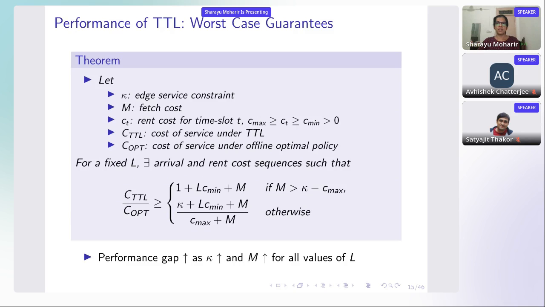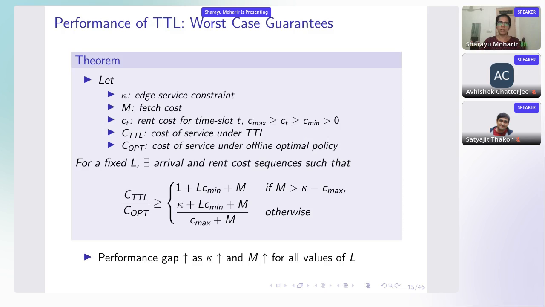Our next result characterizes the performance of TTL for a fixed timer value L. Let C_TTL and C_OPT be the cost incurred under TTL and the offline optimal policy. Recall that the offline optimal policy knows the entire arrival sequence a priori. This theorem provides a lower bound on the ratio of cost incurred under TTL and the cost incurred under the offline optimal policy. And the result shows that you fix your value of L. There exists an arrival and rent cost sequence for which the ratio of the performance of TTL relative to OPT is at least as much as shown on the right hand side of the inequality.